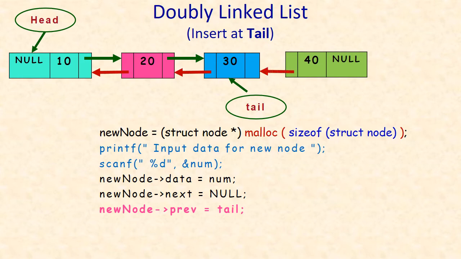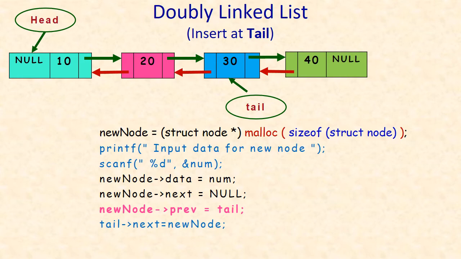Okay, now let us see the next step. Here I am writing tail next is equal to new node. Okay, so here tail is the last node of the previous list. Before creating this node, the list has three nodes and the third node is pointed to by tail. So tail next is equal to new node. So the next part holds the address of the new node created.